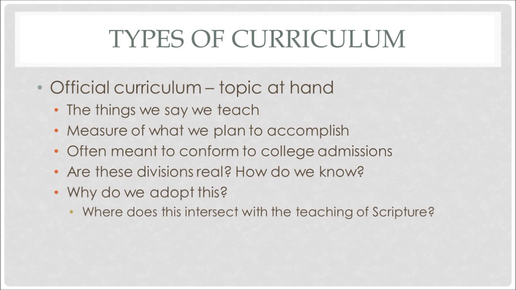When we are talking about the types of curriculum, specifically with academic subjects, we're talking about the official curriculum, the things that we say we're going to teach, and the measure of what we plan to accomplish. These show up in our course descriptions, these show up in our syllabi, and so as the official curriculum in all of these subjects, often they are intended to conform to college admissions criteria so that our students can get into the local universities and colleges.